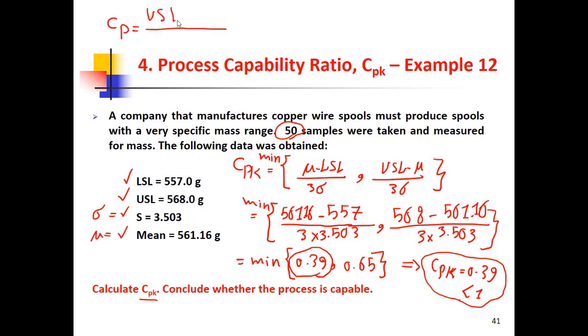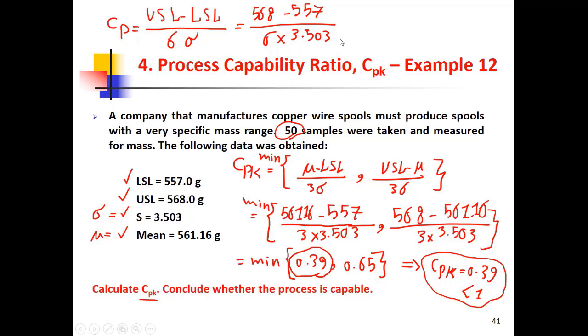CP is USL minus LSL divided by 6 sigma, right? 6 sigma. This is number 6. USL 568, LSL 557. 6 times sigma. The standard deviation is 3.503.